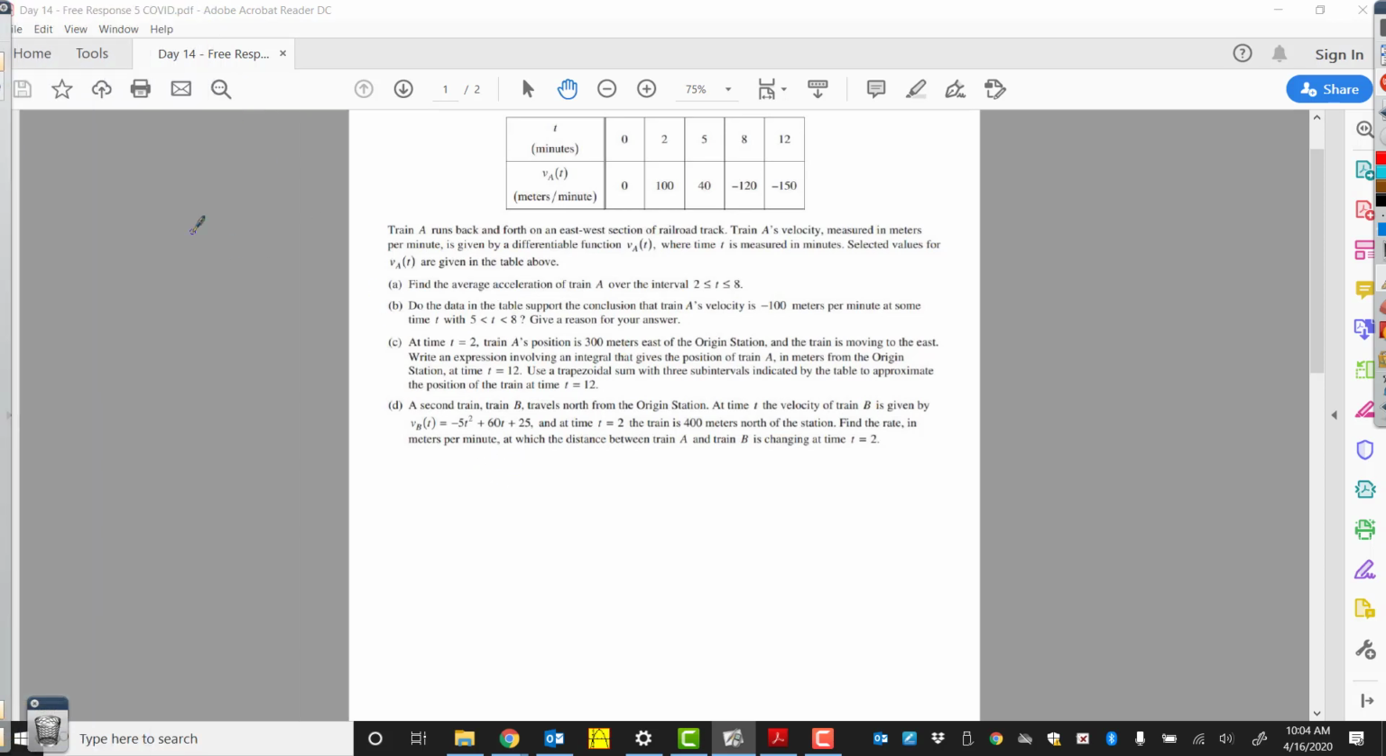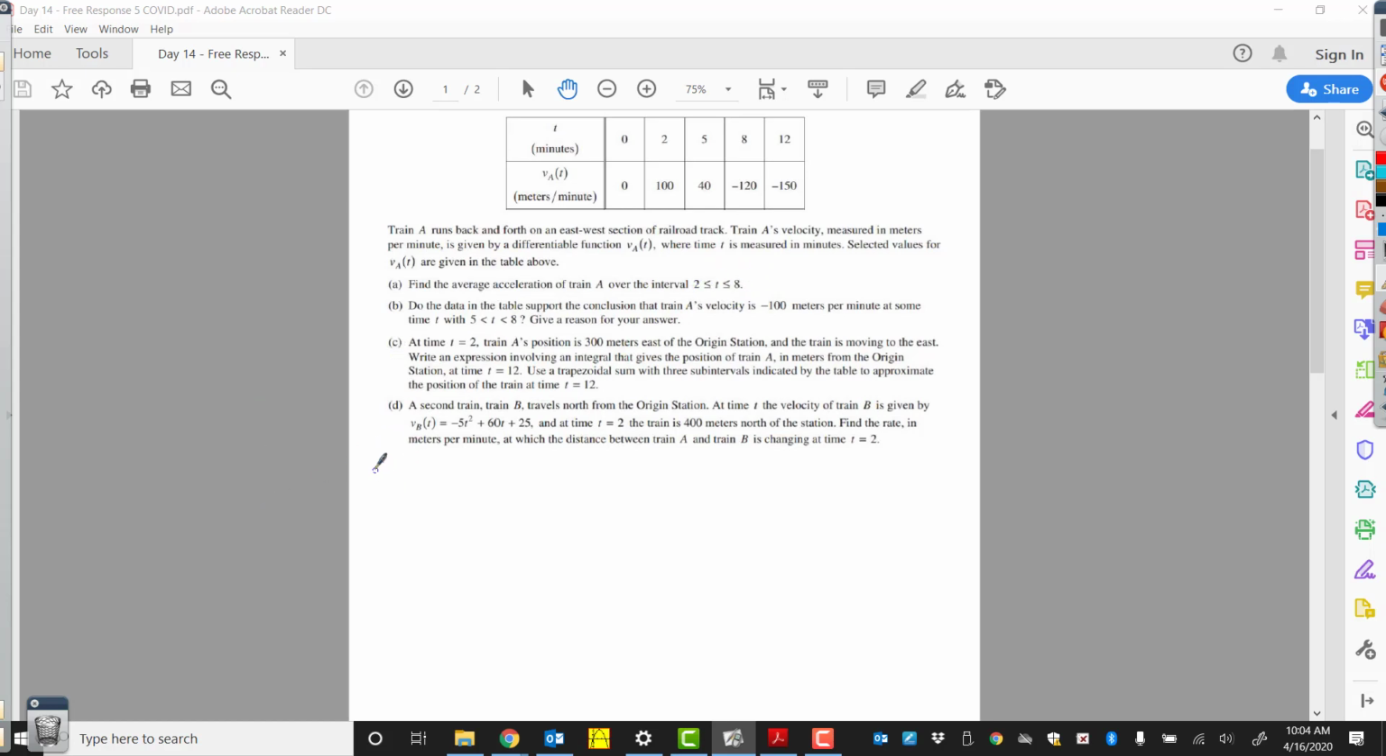Train A runs back and forth on an east-west section of railroad track. Train A's velocity, measured in meters per minute, is given by a differentiable function v sub a of t, where t is measured in minutes. Selected values from v sub a of t are given in the table above. So this is the velocity of the train at certain times. Find the average acceleration of the train over the interval from 2 to 8.